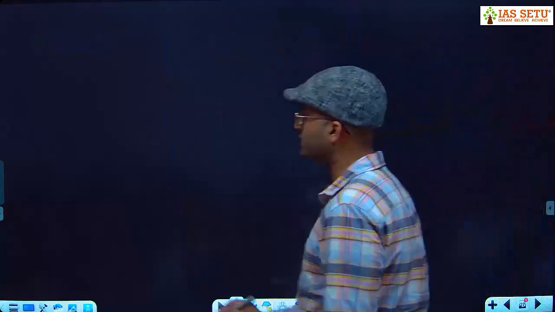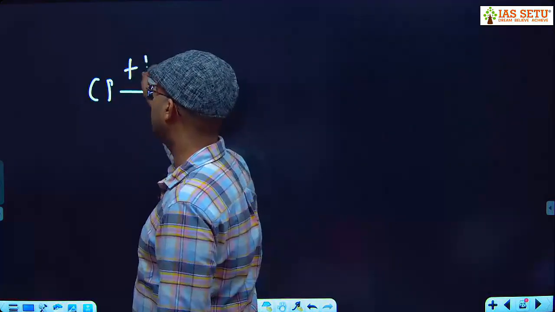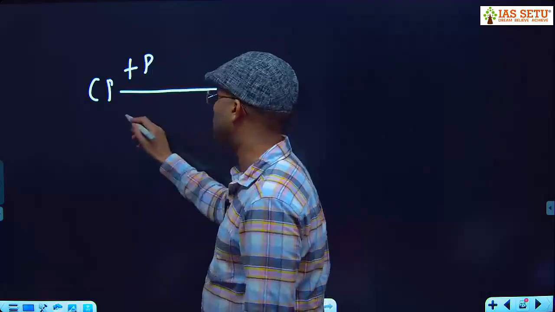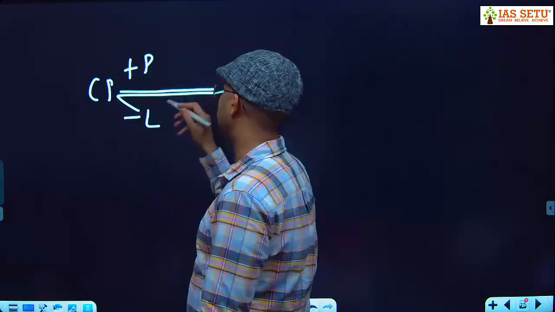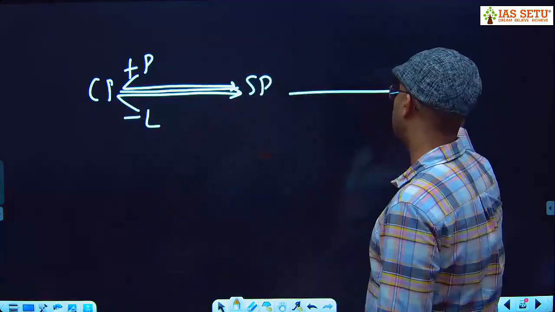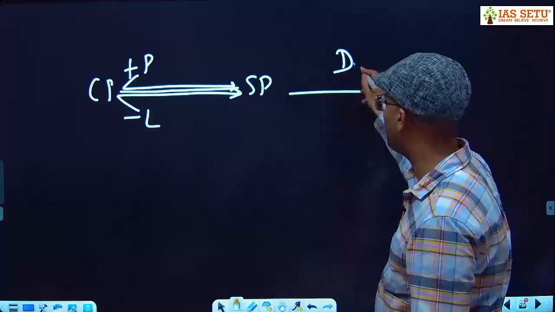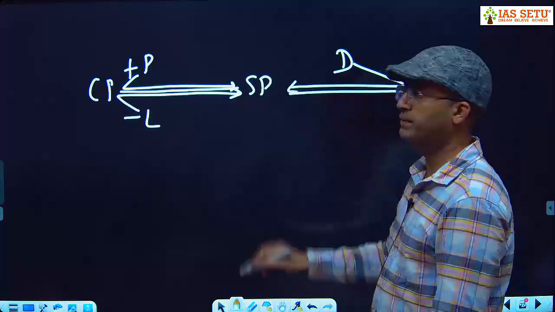Now next thing is, what is our diagram actually? This is cost price. If you add profit in cost price, we get selling price. If you deduct loss from cost price, we get selling price. And here we have markup price, and here we have discount. And rule is discount is always discounted from markup price.